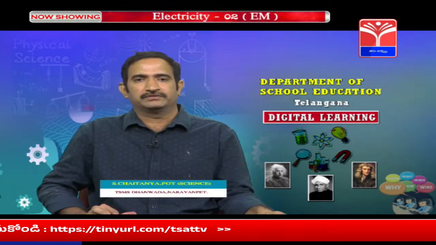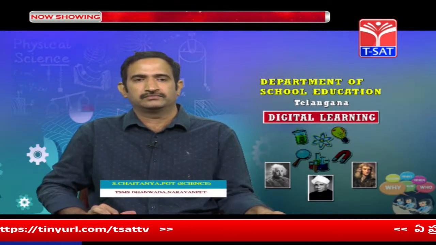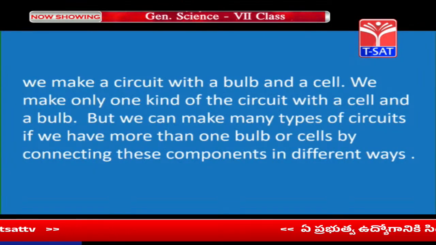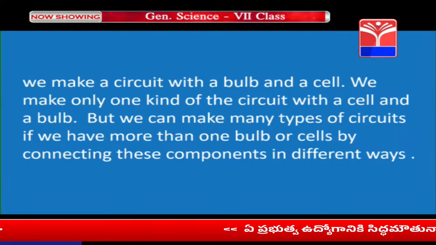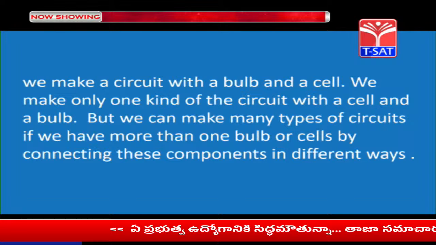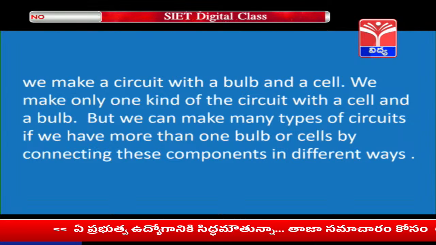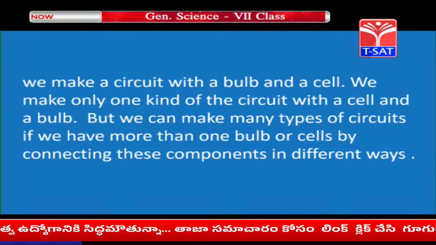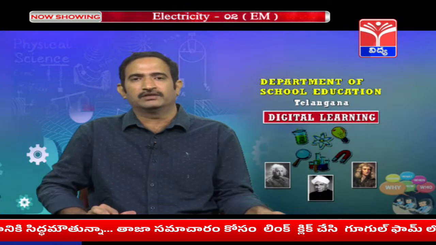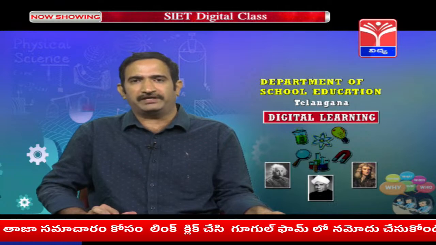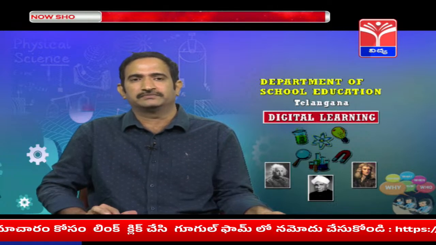We made a circuit with a bulb and a cell. We made only one kind of circuit with a cell and a bulb, but we can make many types of circuits if we have more than one bulb or cell, by connecting the components in different ways. That means not only one path, we can make the arrangement in different ways. Now the first arrangement is called a series circuit.